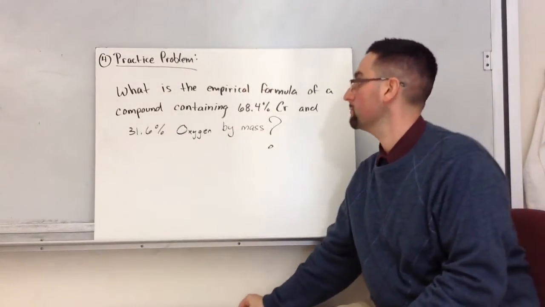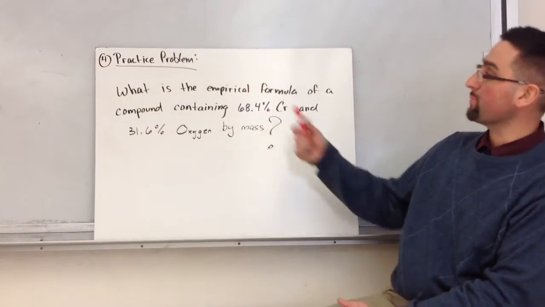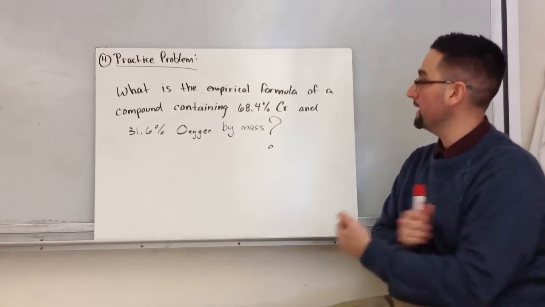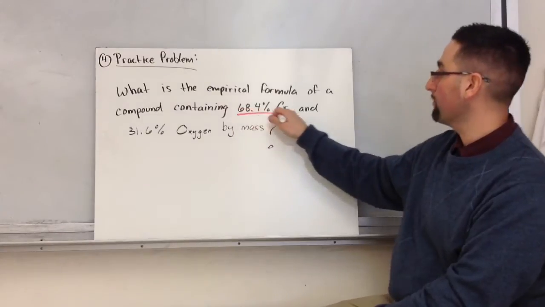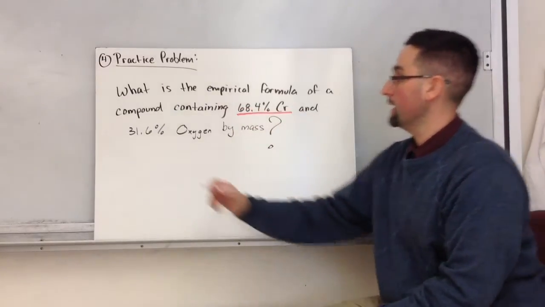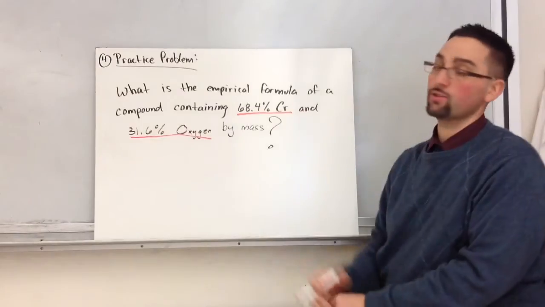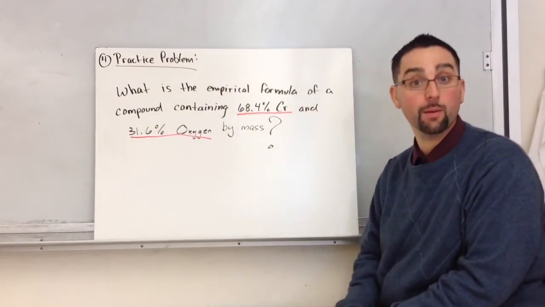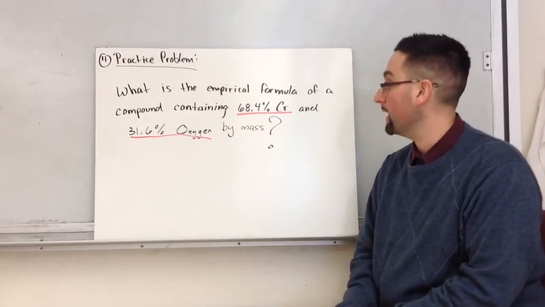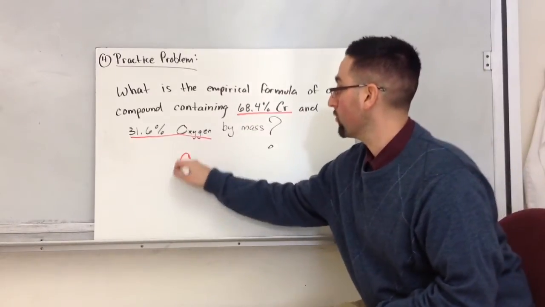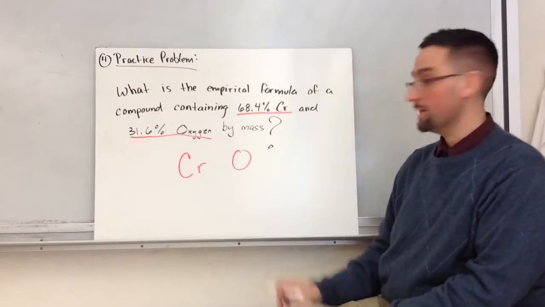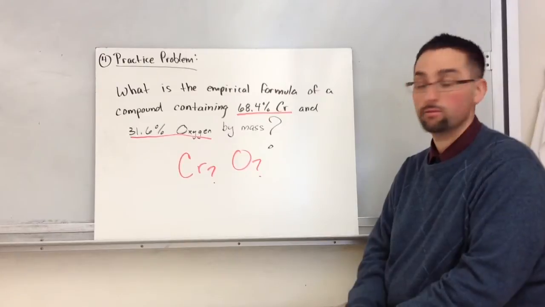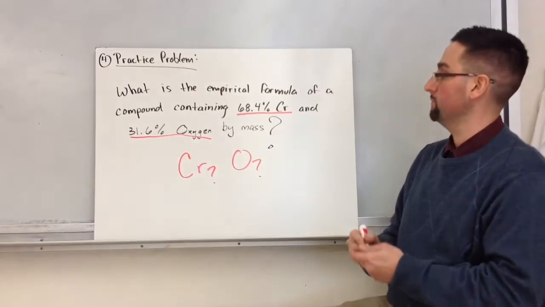So for example, let's use these rules. Practice problem. What's the empirical formula of a compound containing 68.4% chromium and 31.6% oxygen? I like this problem because we don't have to calculate the percent composition. They give it to us. All right? So they want to know chromium and oxygen. How do they react mole to mole? What's their ratio? Okay?